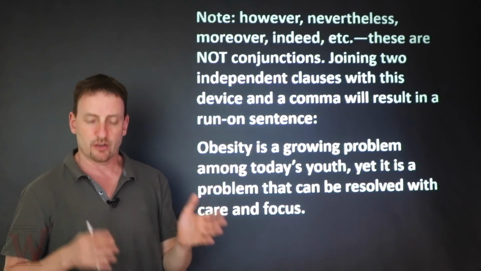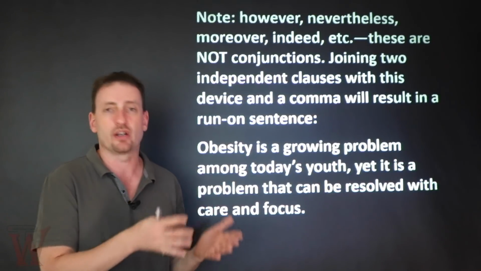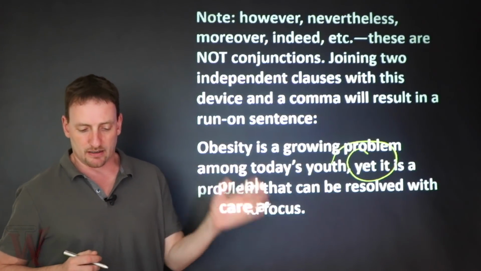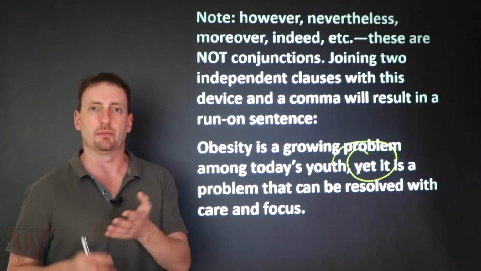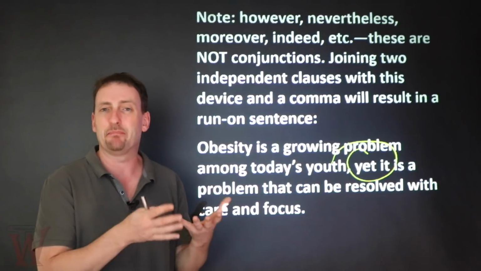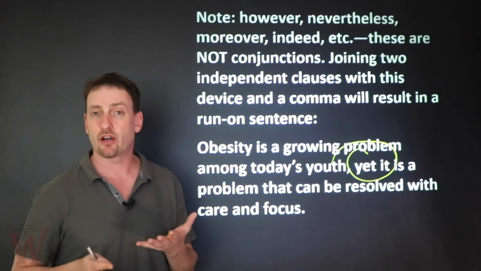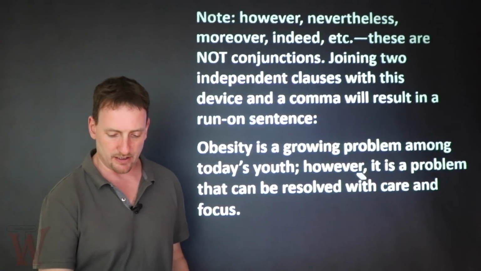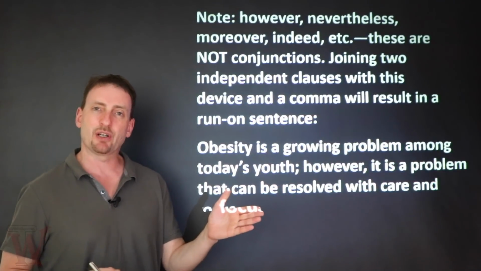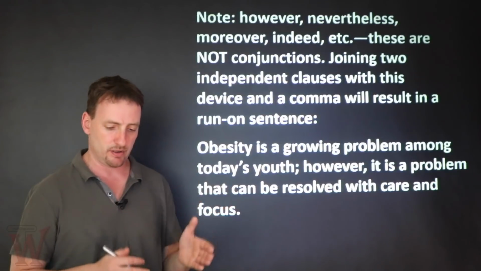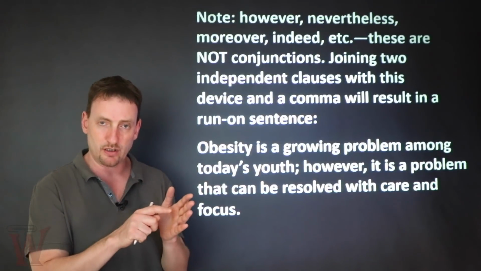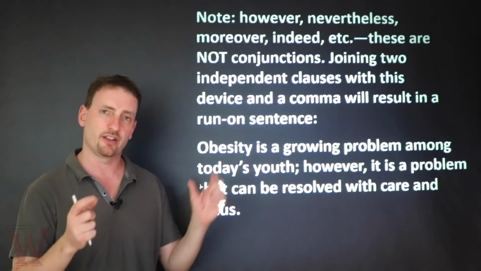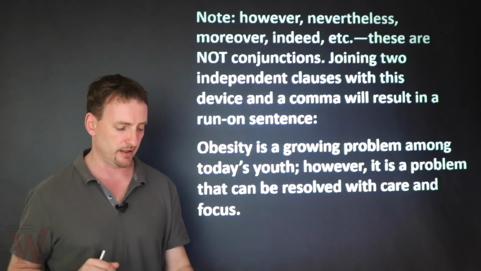The first thing to do is change however to a coordinating conjunction, yet in this case. Today's youth, yet it is a problem. Yet has the same meaning as however. They both show a contrast. That's one option. Another option is to put a semicolon before the linking adverb: today's youth, semicolon, however, comma, it is a problem. Perfectly fine, you're using the semicolon, you're keeping the however.